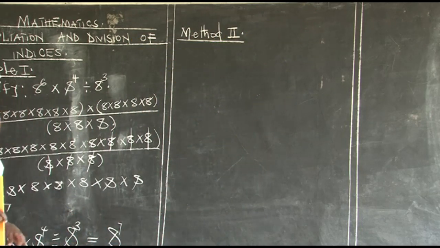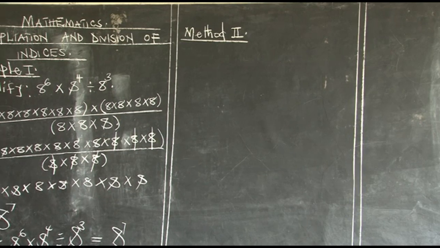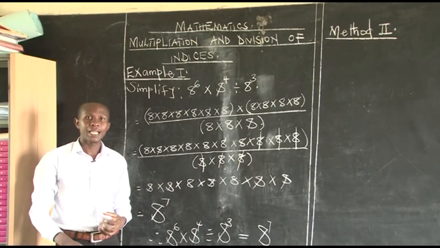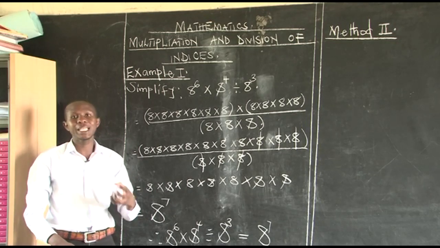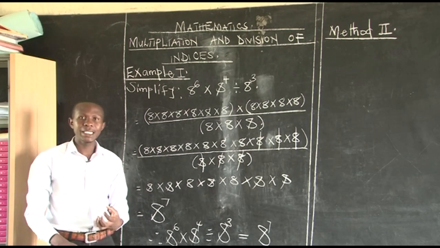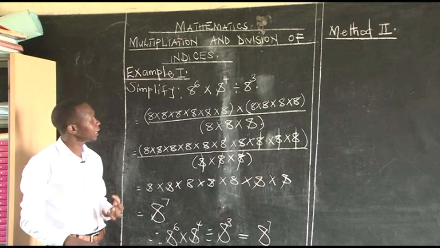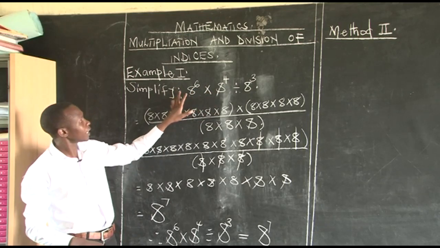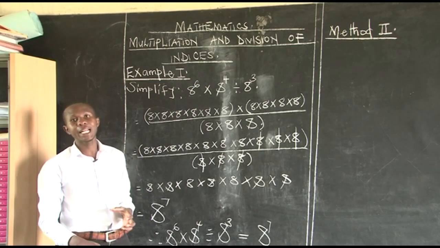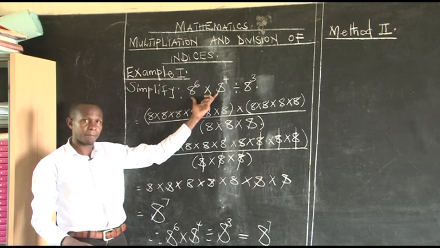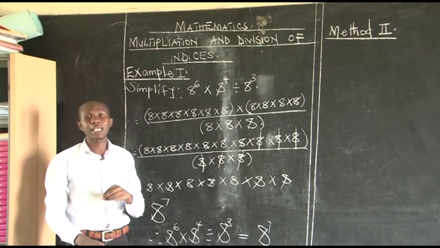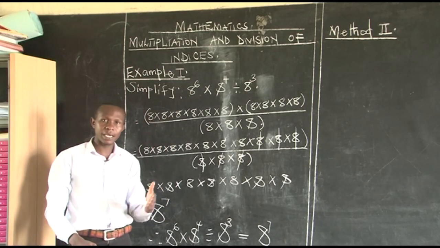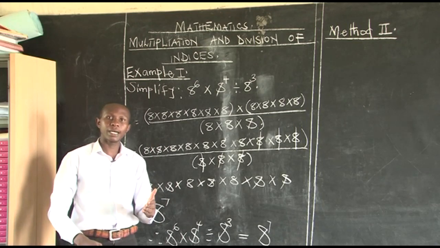So when we come to the second method, I want us to use the law of indices. And what does the law of indices say? The law of indices says, when you are multiplying indices with the same base, we only add the powers. Remember we have 8 as the base. So if our bases are the same, we only add the powers when multiplying. But where bases are not the same, we don't add the powers. At this time they have said if the bases are the same, then we are required to add their powers.